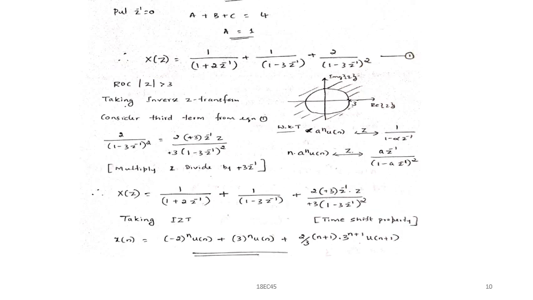So in the next class we'll discuss the power series expansion method. That is one more method to obtain the inverse Z transform. Directly we expand the equation and obtain the inverse Z transform.